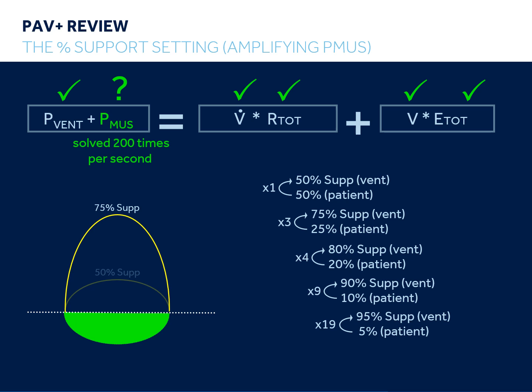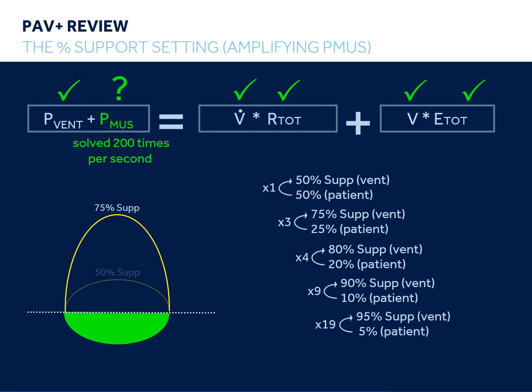Notice that at higher percent support settings, a small change in percent support leads to a large change in the amplification factor. In practice, this would mean that going from 80 to 90% support more than doubles the amplification from the ventilator, so the patient can decrease their effort by more than half and still maintain the ventilation pattern as their respiratory center desires. The change from 90 to 95% support also more than doubles the amplification, so again the patient could cut their effort in half.